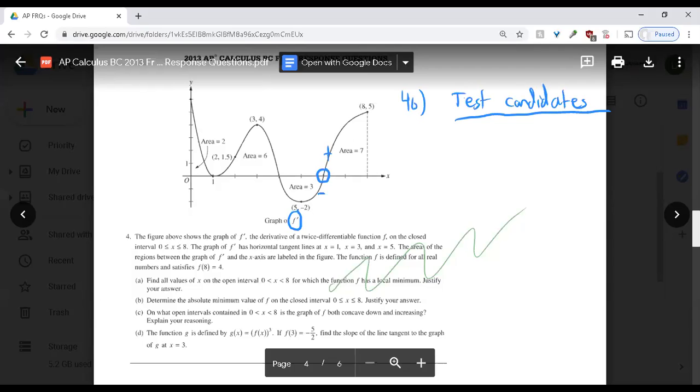So we have x, and then f of x. So the candidates are going to be 0, 6, and 8.